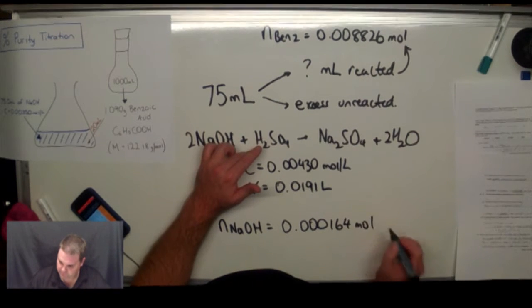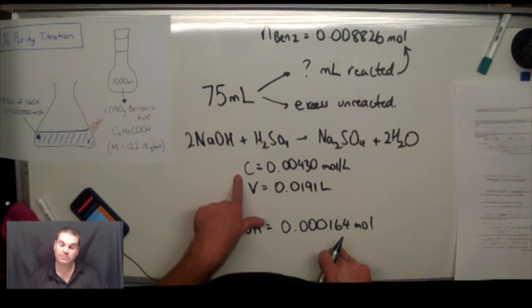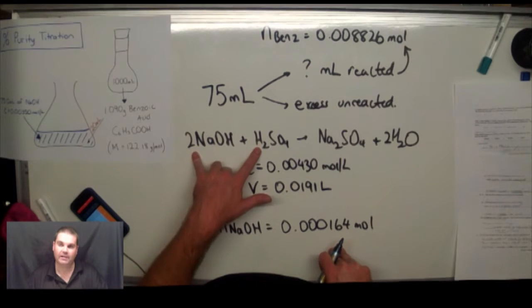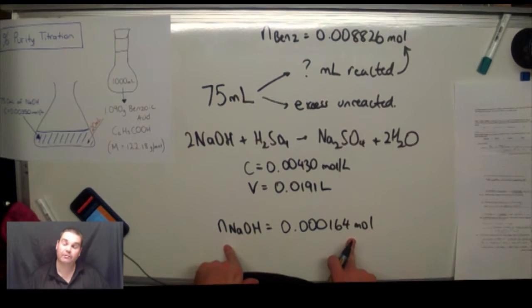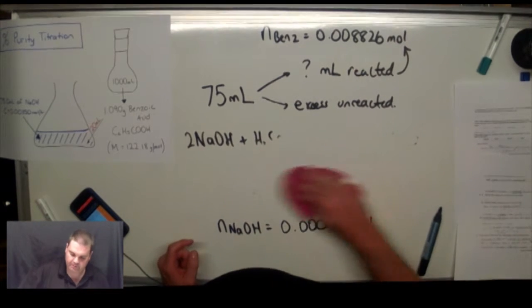0.000164 moles. So I want you to double check that you can do that. Calculate the number of moles of sulfuric acid, the molar ratio is 2 to 1, so double it, and you should get this value here for the number of moles of your sodium hydroxide. That's really, really important to hang on to. So I'm going to move that up the top.